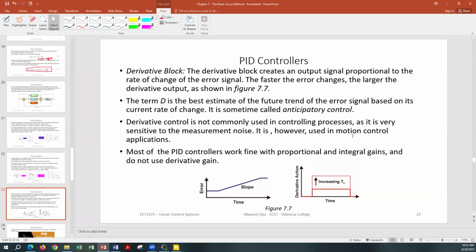Derivative control is not very commonly used in controlling processes as it is very sensitive to measurement noise. Sometimes it is used in motion control applications. Most PID controllers work perfectly fine with the proportional and integral gains. Many times you don't really need the derivative gain.